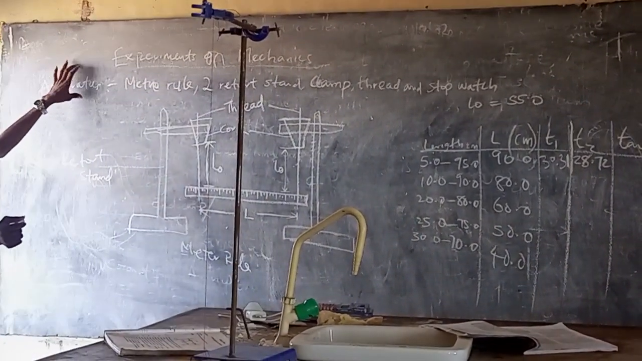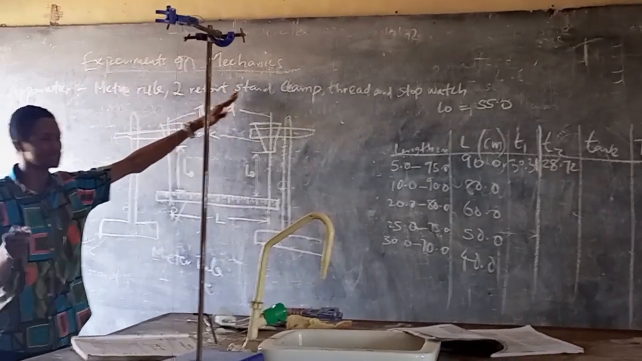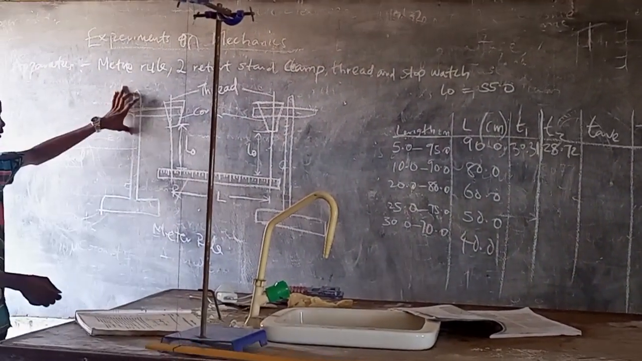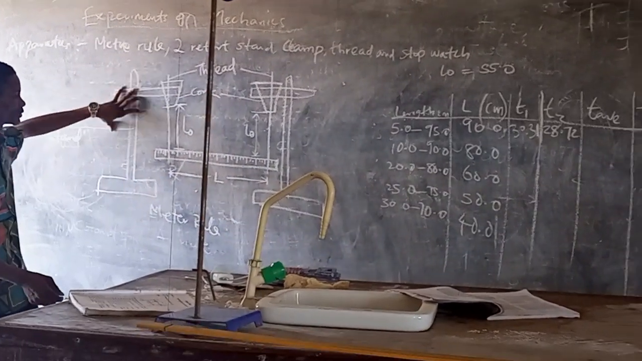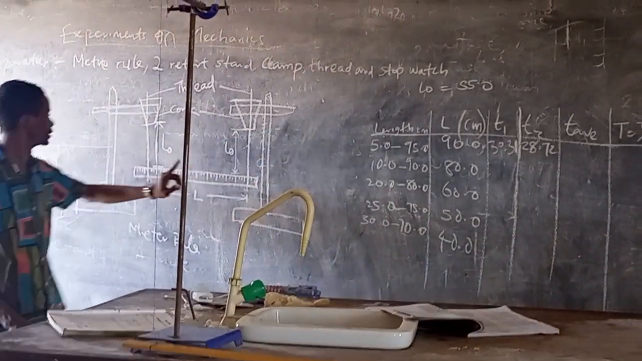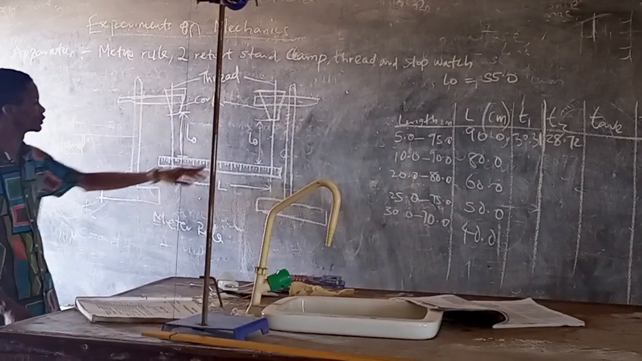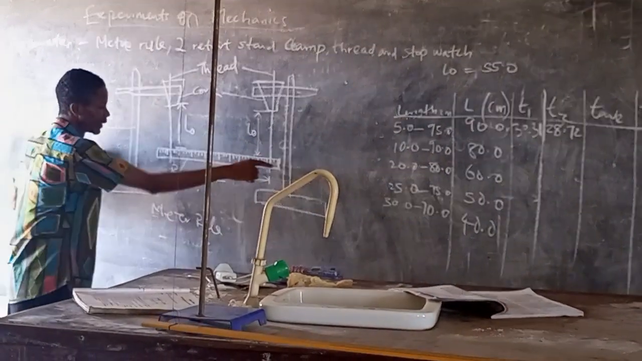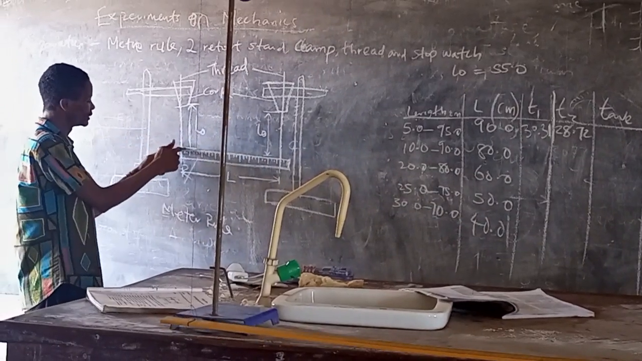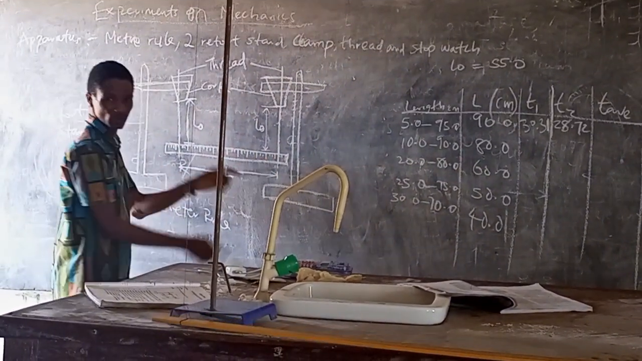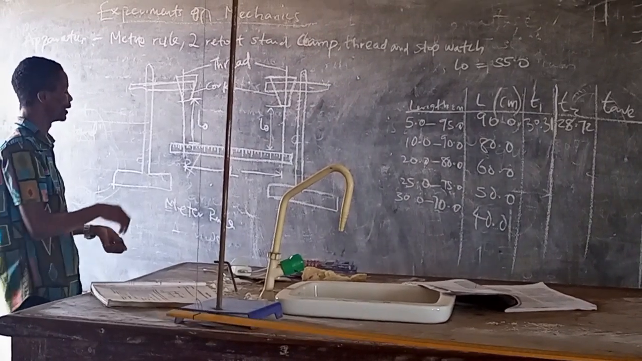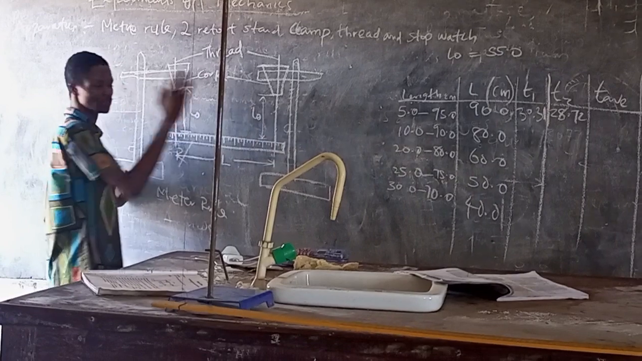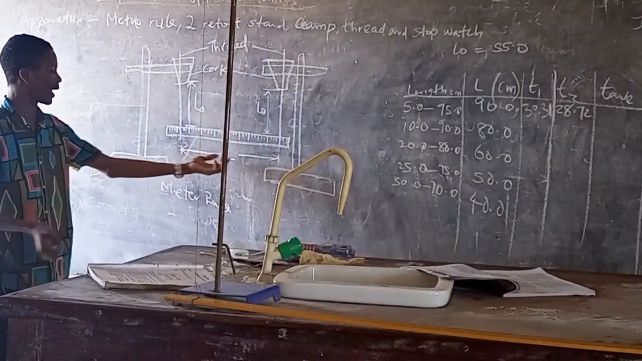The apparatus needed are a meter rule, two retort stands, a clamp, the thread, and a stopwatch. This is the diagram of the first retort stand and the second retort stand. This is the first thread and the second thread. This is the meter rule. The distance from the first position to the second position will be given to us, and we measure the length, which is the difference between the first distance and the second distance. That is our L.